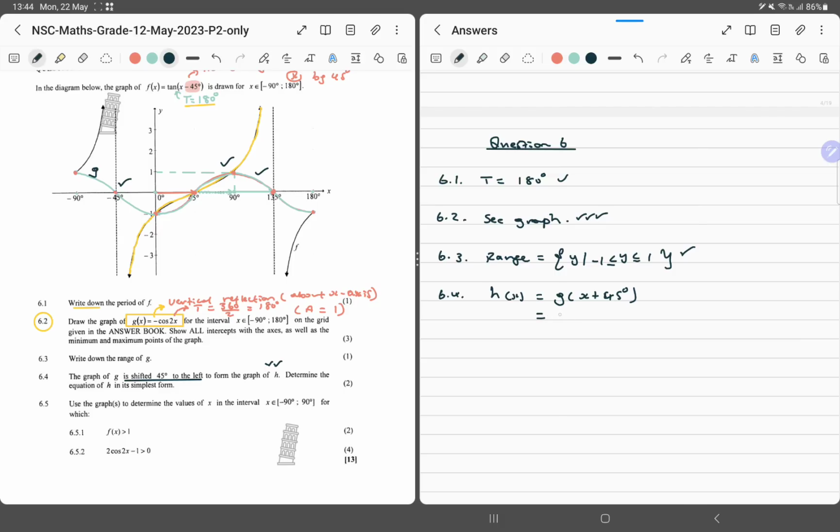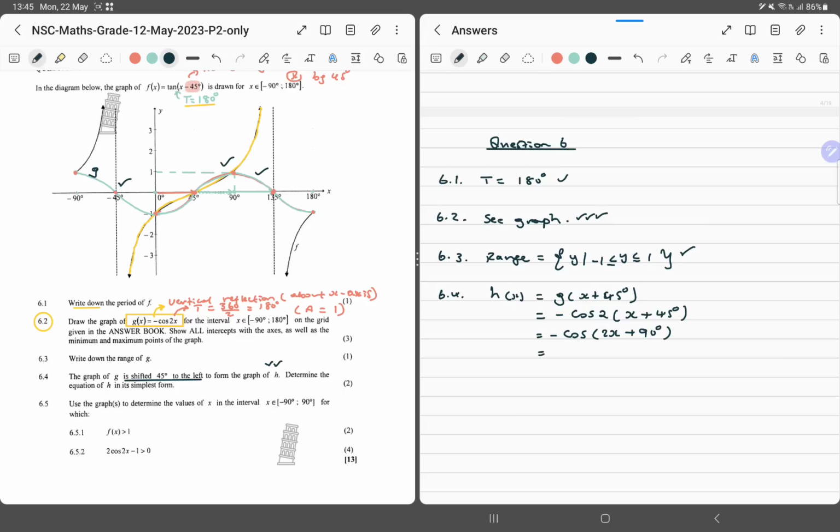so this would be equal to the graph of g, sorry, which is basically minus cos of 2. Now instead of the angle, we're going to put x plus 45. Okay, so this is minus cos of 2x, so you distribute the 2 inside, plus 90 degrees. So that would be the graph of this situation.